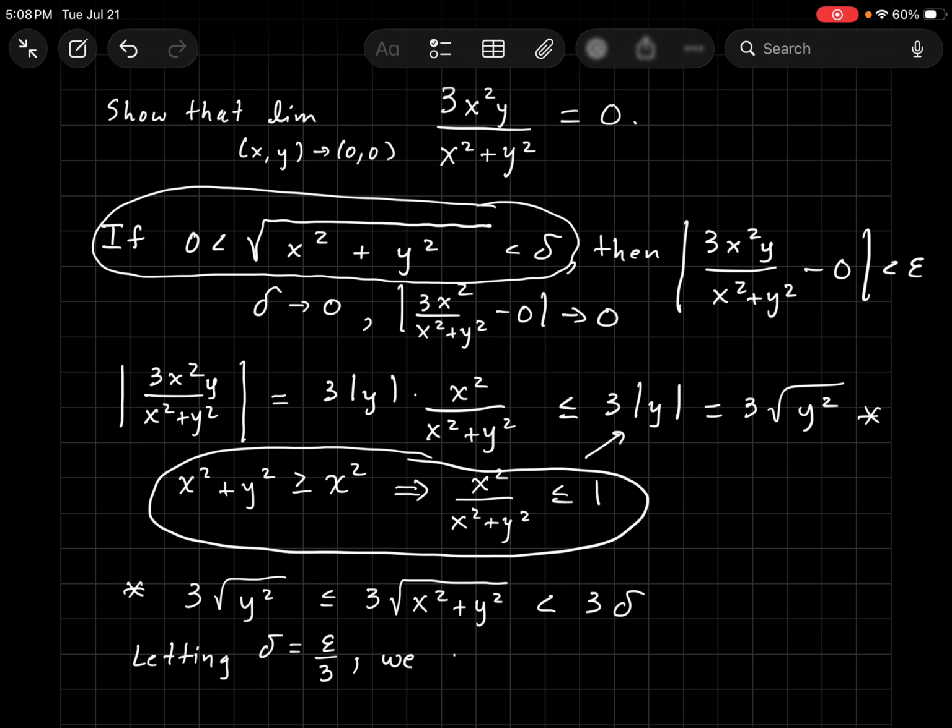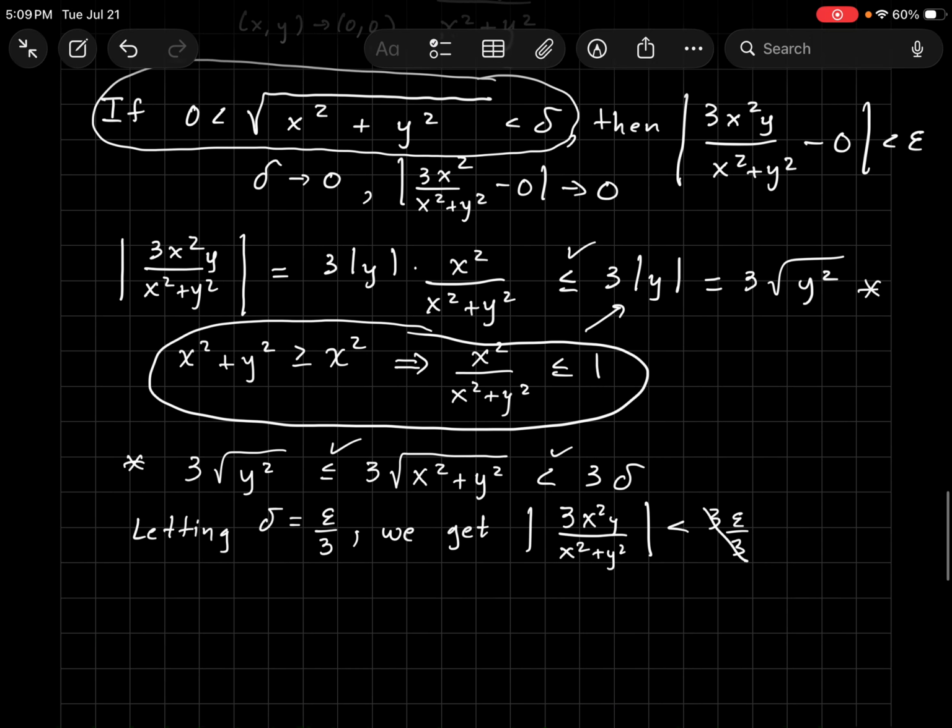Notice that we get 3x squared y over x squared plus y squared, which, if you follow the inequality signs all the way down, is going to be less than delta times 3, but delta is epsilon over 3. And technically, we've shown what we needed to show.